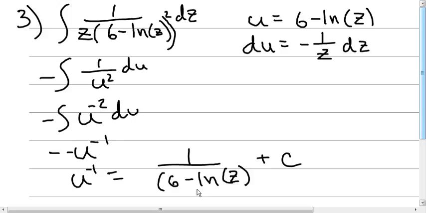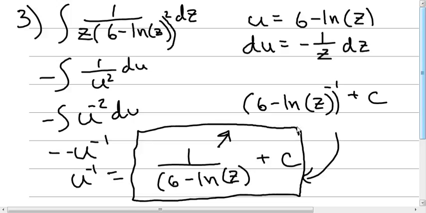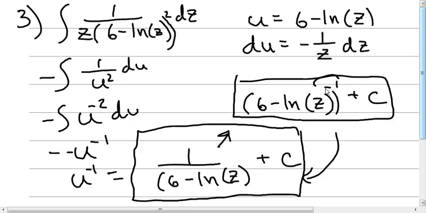And it could be written like that. I suppose you could alternatively, if you prefer, write it as 6 minus log of z to the minus 1, plus c. Although I suspect this would be a more conventional way to write it. Although I like to work with this form here, where the exponents are written out.